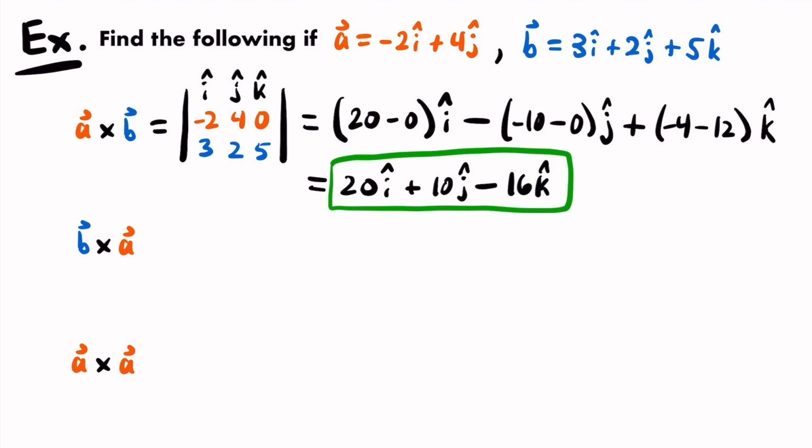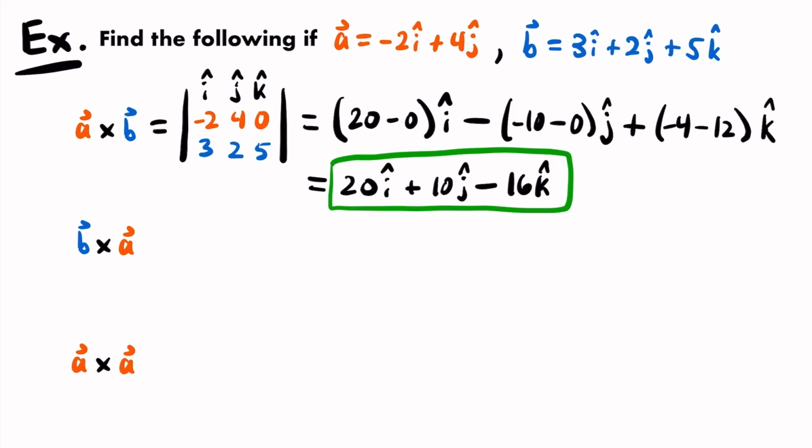Now we want to find vector B cross vector A, the reverse of that, and you might think it would give you the same answer, but it actually doesn't. The cross product is not commutative. The order in which those vectors are placed does matter. A cross B will not be the same as B cross A. However, they will look very similar. And I'll explain that in just a second. In fact, if you watched my lesson video, you might already know what that vector will be.